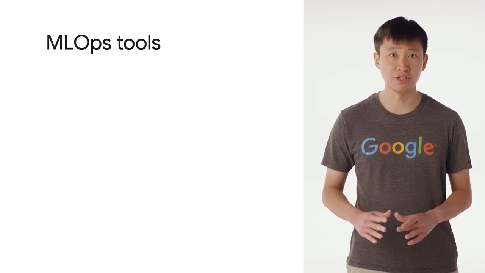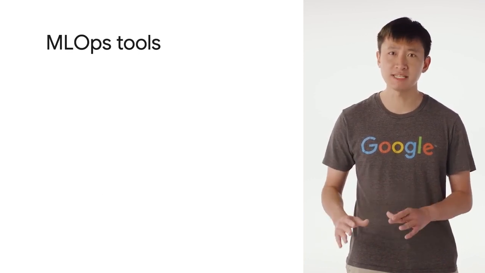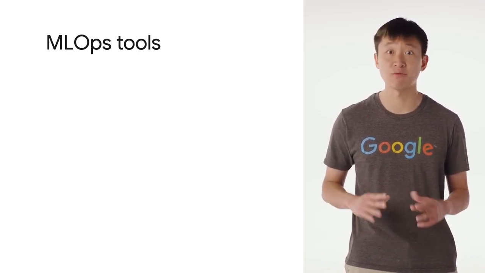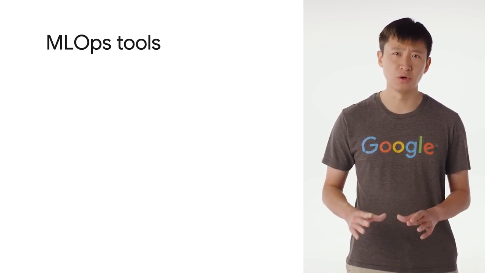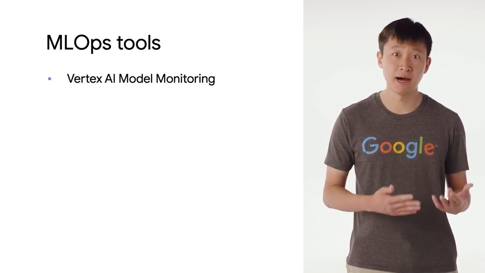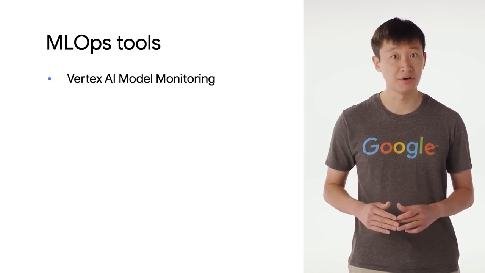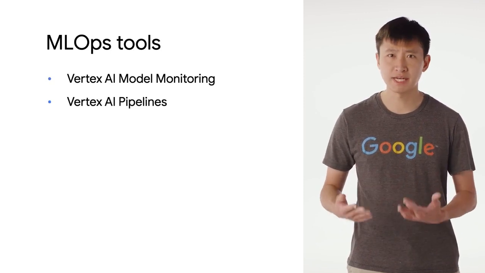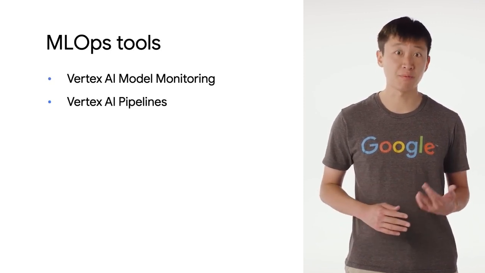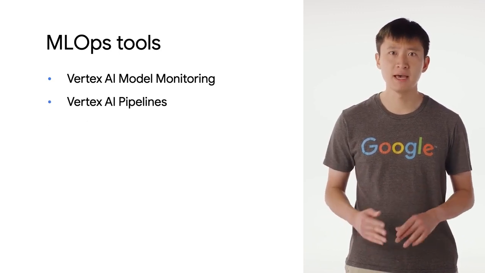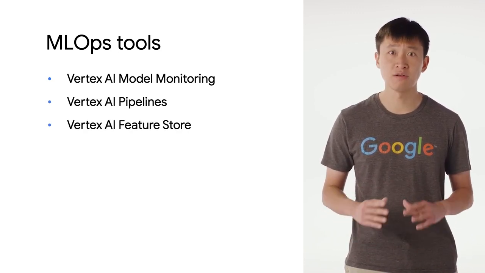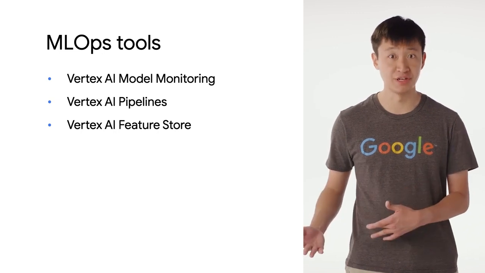Vertex AI also features ML ops tools to easily manage your data and models with confidence and repeat at scale. These tools include Vertex AI Model Monitoring for monitoring the quality of your deployed models, Vertex AI Pipelines for orchestrating repeatable training and serving pipelines, and Vertex AI Feature Store for organizing, storing, and serving features.